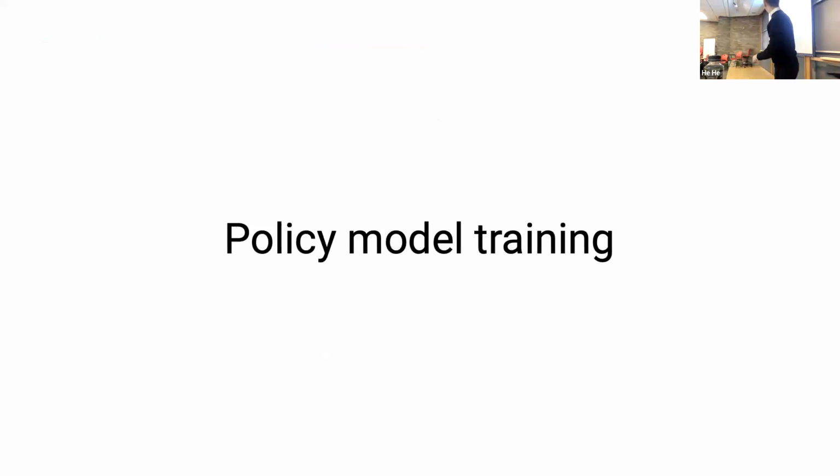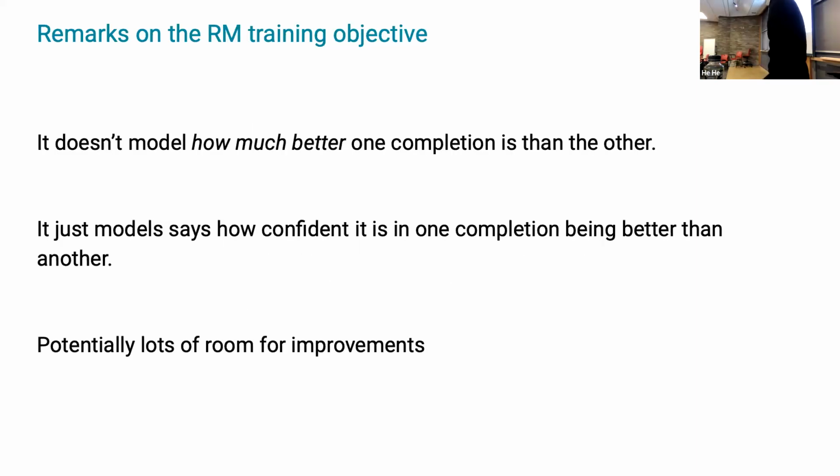It doesn't model how much better one completion is than the other. It just models how confident the model is in one completion being better than the other. But it doesn't know how much better it is, because it's a very simple objective. And that's why, if you use a very old model with just a different... But I think there's a lot of room for improvement for making the reward model better.